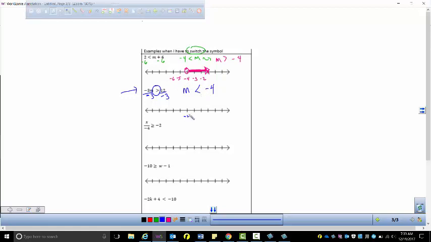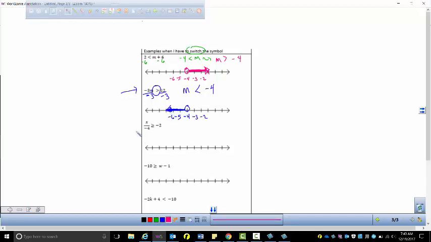So then I can do negative 4, negative 3, negative 2. And here I'd have negative 5 and negative 6. I put my circle, and it's not filled in, and it's going to go to the left.